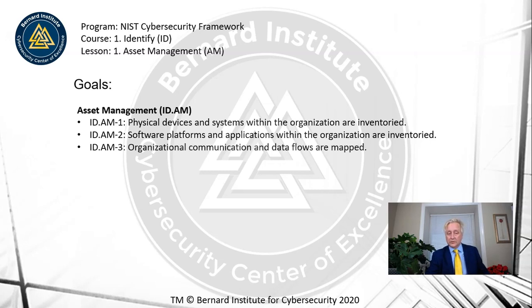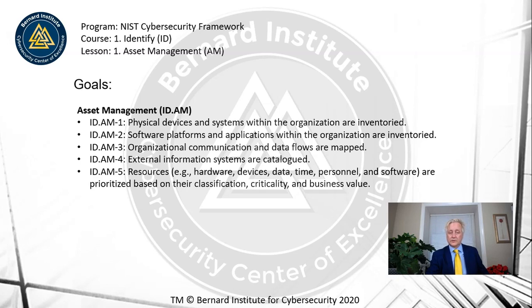And goal number 3, the organizational communication and data flows are mapped. And this can be challenging because this is a big to-do if you haven't already done it. And of course, 4, external information systems are cataloged. So if you're using cloud services, for instance, you need to know what systems your data is sitting on. And 5, resources. So other types of resources, hardware devices, personnel, software, they need to be prioritized based on the classification and criticality and business value. And this is part of the risk assessment process that helps you to identify the criticality of systems.